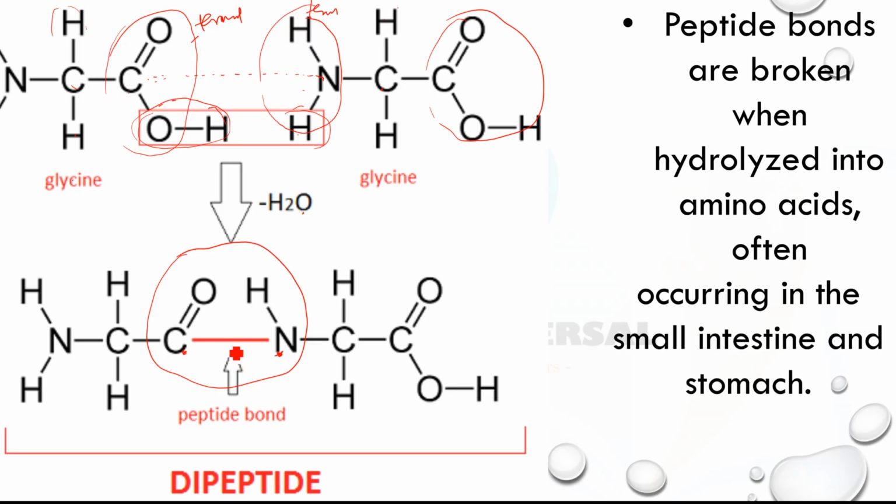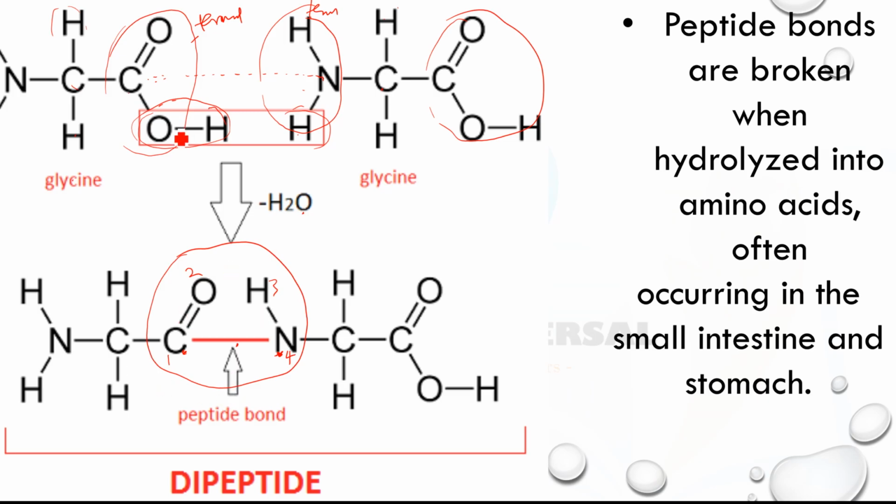Okay. Now, don't forget that you can be asked how many atoms are involved in the peptide bond. How many atoms make up the peptide bond? I said this is carbon, one. Okay, that's one. Oxygen, two. Hydrogen, three. Nitrogen, four. Okay, four of them.